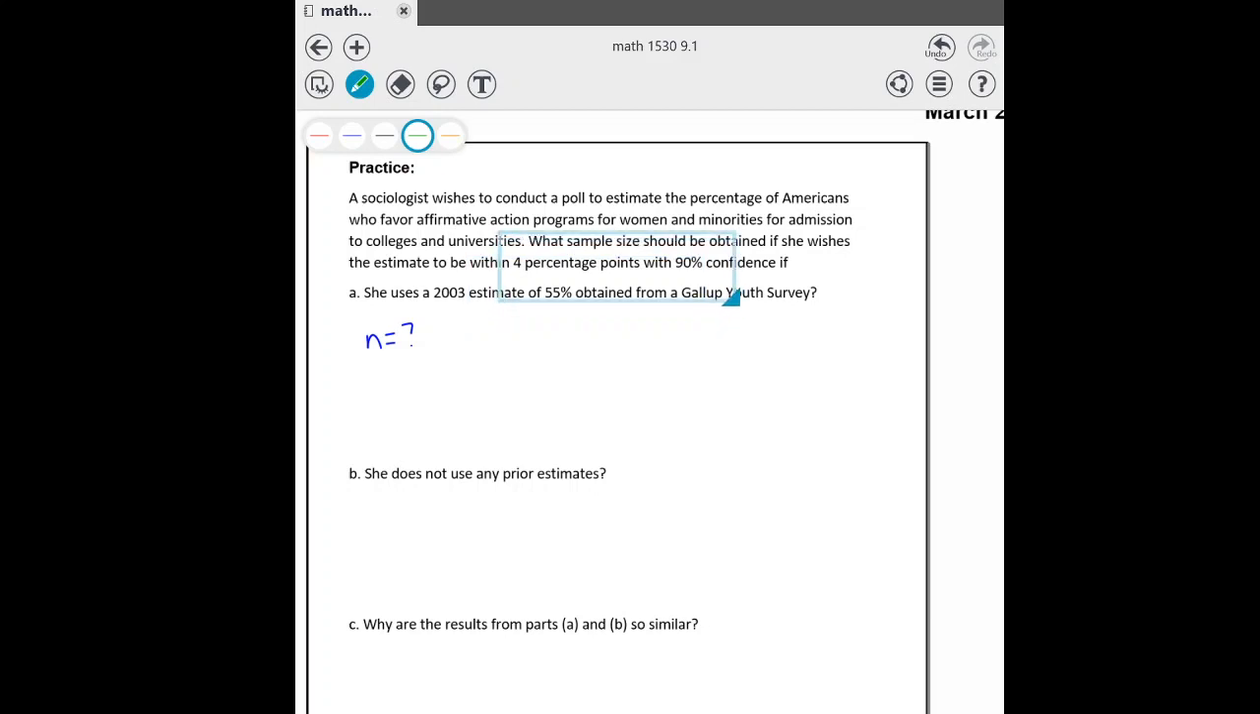This is tricky. Within 4 means that's our error, this is our E. And that actually means that E is 0.04, because 4% changed to a proportion is 0.04. Our level of confidence is 90%. And then part A says she uses an estimate of 55%.